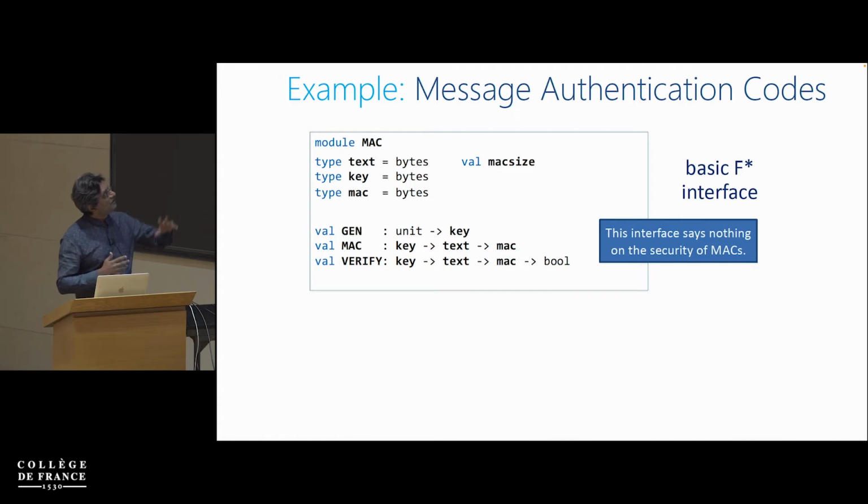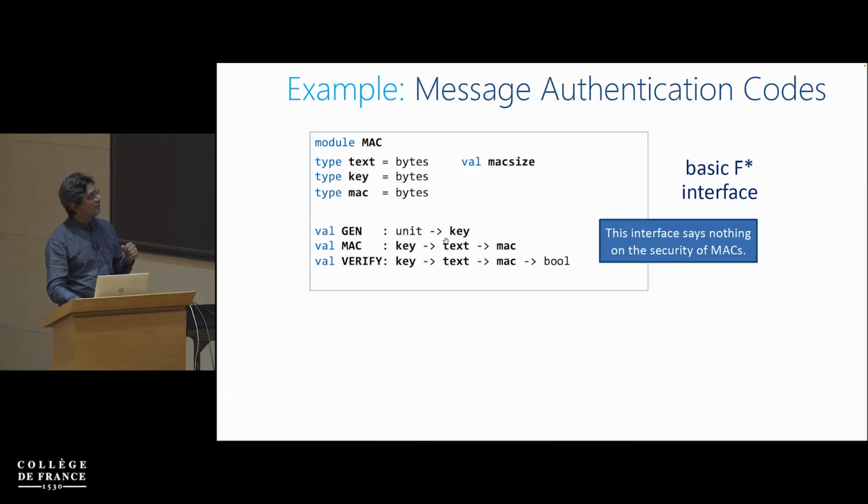Okay? So this is basically the module called MAC, which is message authentication codes. If you look at the pure functionality of MACs, this is what it is. There is a text, which is going to be input, which is going to be bytes. There's a key, and there's a MAC value you're going to produce. So there are three functions you have to implement.